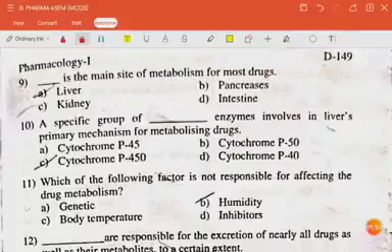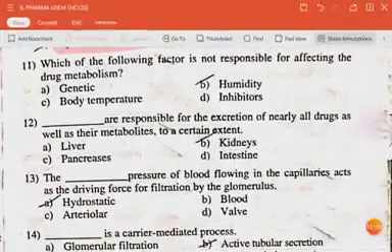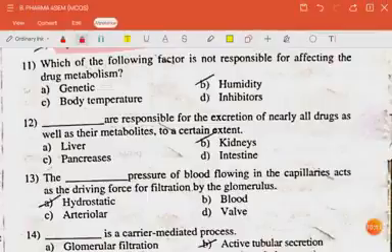Question: dash is the main site of metabolism for most drugs. The answer is liver. The next question is, a specific group of dash enzymes involved in liver's primary mechanism for metabolizing drugs. Cytochrome P450. The next question is, which of the following factors is not responsible for affecting the drug metabolism? The answer is humidity. The next question is, dash are responsible for the excretion of nearly all drugs as well as their metabolites to certain extent. The answer is kidney. The next question is, the dash pressure of blood flowing in the capillaries acts as the driving force for filtration by the glomerulus. The answer is hydrostatic.